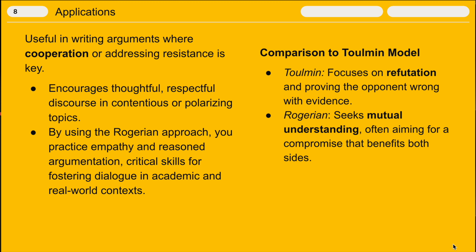For example, if we are in class and there is a heated debate about a controversial topic, instead of continuing the argument and refuting and getting really emotionally charged responses, we could come to a consensus using the Rogerian model.